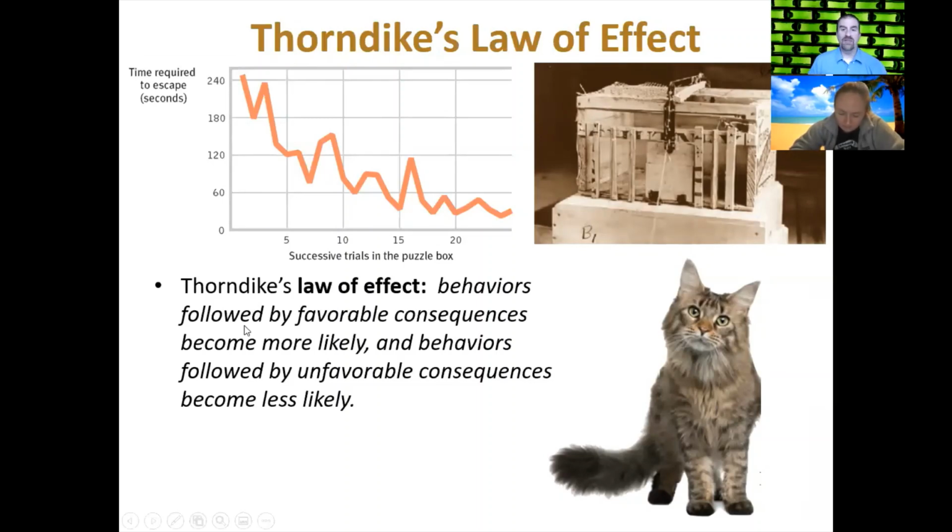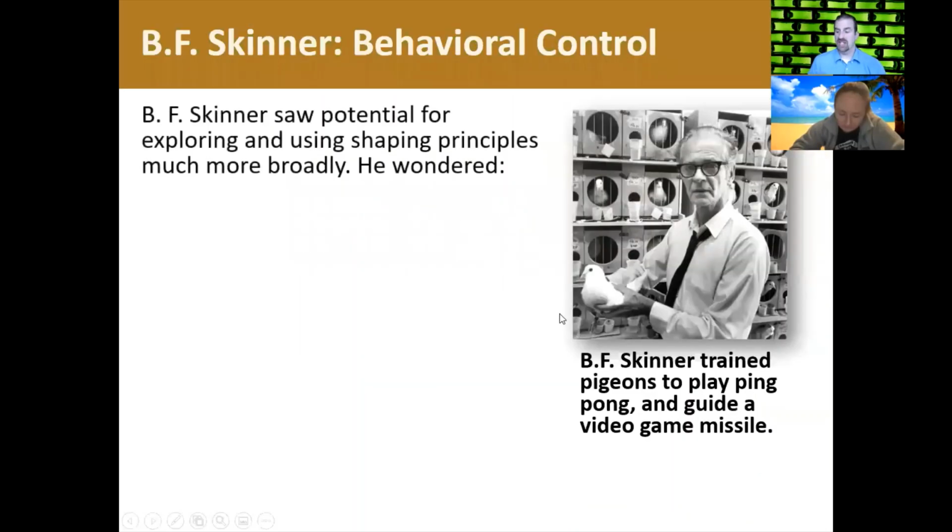And Thorndike's law of effect starts to go into B.F. Skinner's thinking. Okay, so Skinner is a classic psychologist. He's well known for this idea of behaviorism. So we've actually talked about Skinner all the way at the beginning of class, when we were talking about the different disciplines within psychology. And what Skinner saw is a potential for exploring and using shaping principles more broadly. Okay, so his idea here is that he wondered if he could really get a lot of various behaviors to occur by simply rewarding or punishing them.